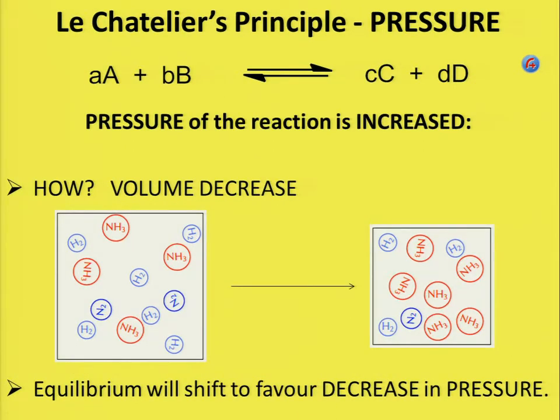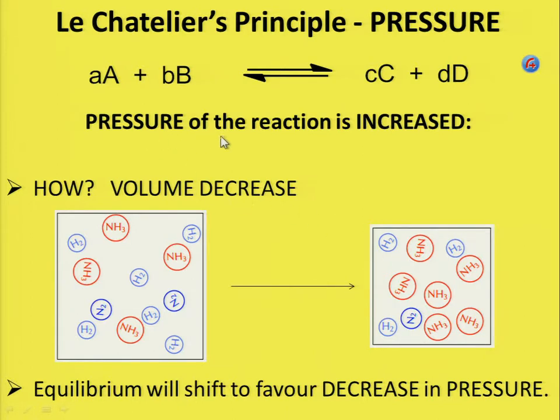The next factor that we're going to consider is pressure. When the pressure of the reaction is increased, that will affect the volume. So if you want to increase the pressure, you make the container smaller. Can you see that the pressure here would be lower than the pressure here? This will cause a high pressure because all of these molecules are bumping into one another and into the sides of the container. The equilibrium will shift to favor a decrease in pressure.